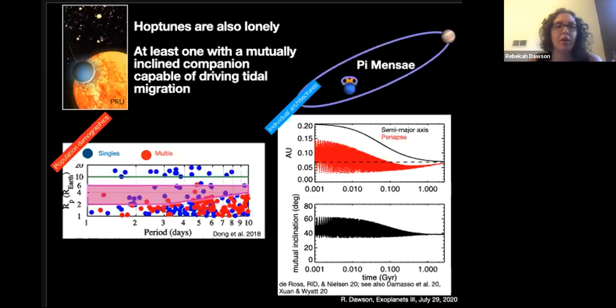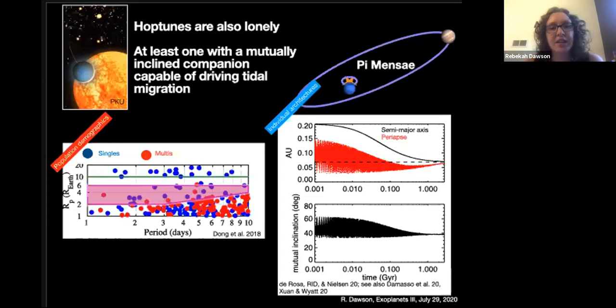Then individual architectures are telling us something consistent here. So recently with Gaia, we and other teams have been able to characterize the mutual inclination between a hot Neptune in the Pi Mensae system and a further out giant planet, and found that there's a significant mutual inclination of about 40 degrees or higher.